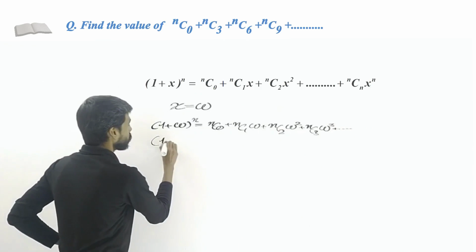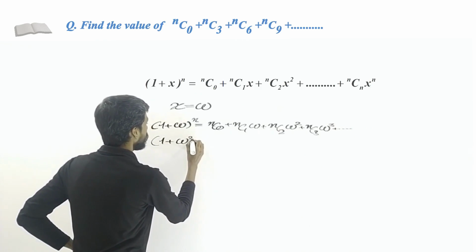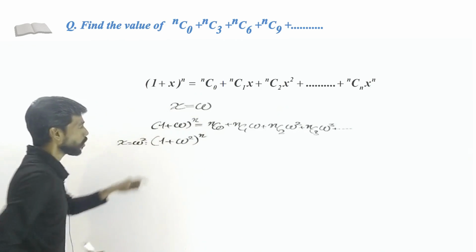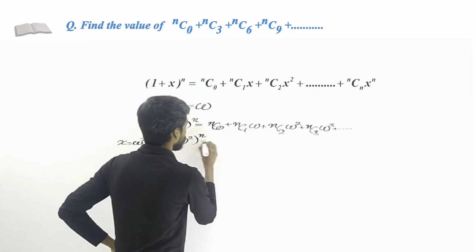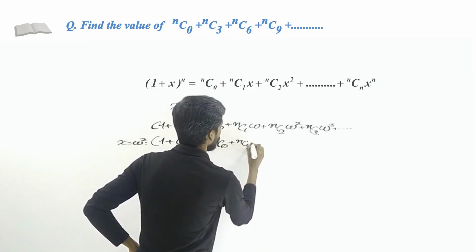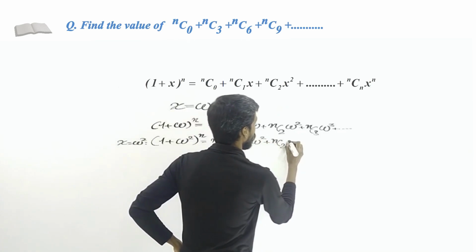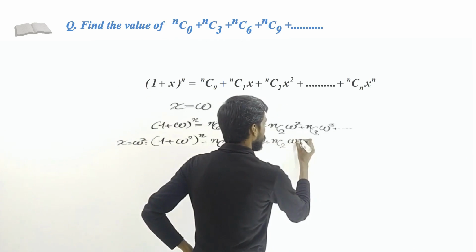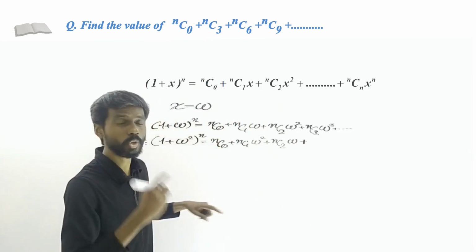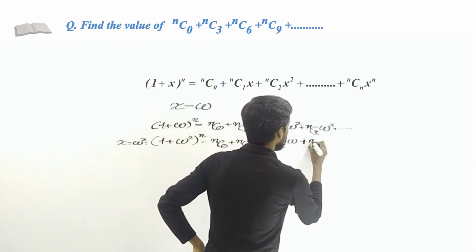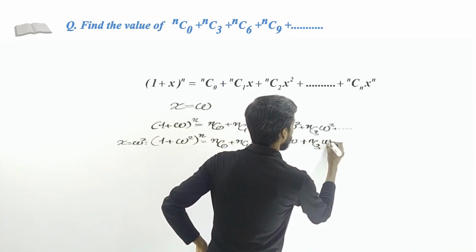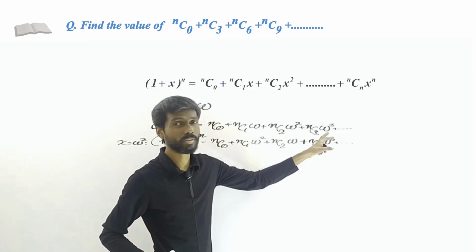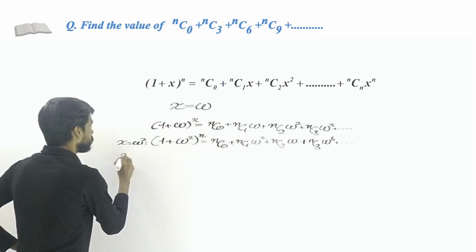We also substitute omega square, which is also a cube root of unity. So we substitute x equal to omega square also. So 1 plus omega square to the power n equals nC0 plus nC1 omega square plus nC2 omega to the power 4, which is the same as omega only. Omega to the power 4 is omega cube multiplied by omega, that is omega. And nC3 omega power 6, which is 1 only. Omega to the power 6 is 1, omega cube is also 1. So for all the powers which are multiples of 3, it is 1.